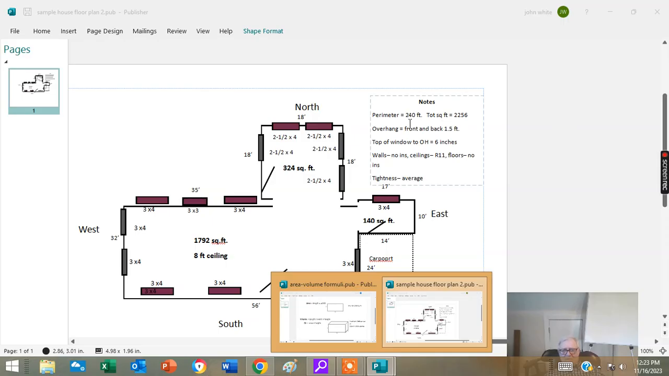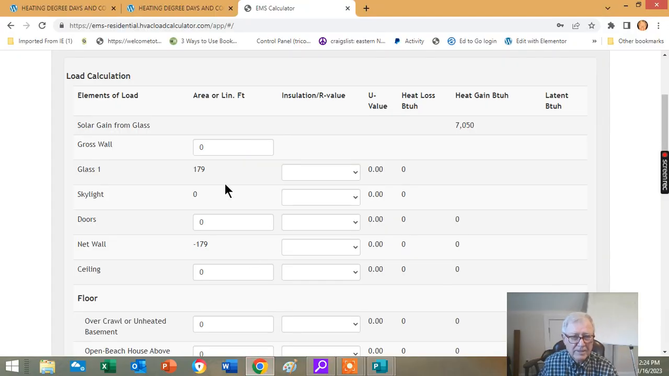Okay, the perimeter of the house is 240 feet all the way around that house. That's the length times the width. The width in this case is going to be 8 feet. It's 240 feet around the house times 8 feet high. So if you calculate, get this calculator, 240 times 8. It's 1,920 square feet of walls.